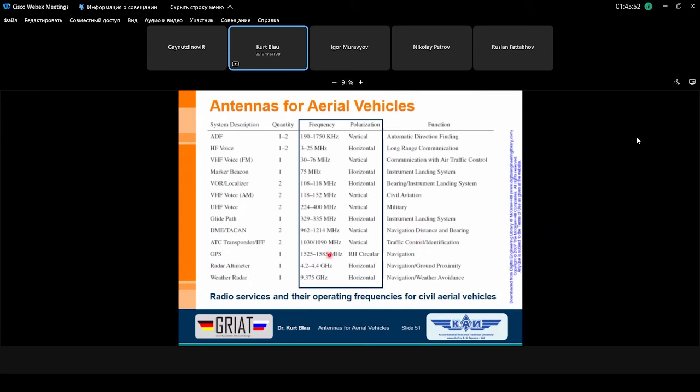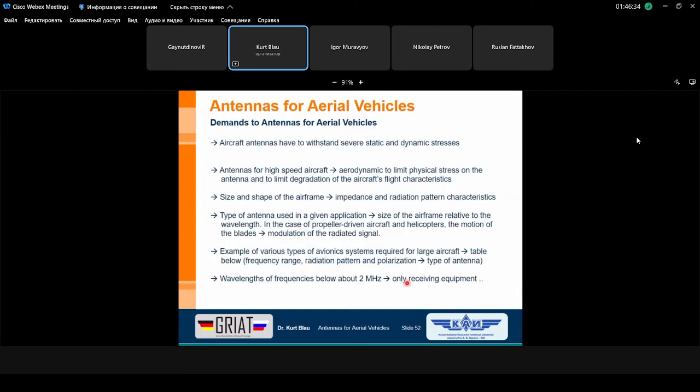Then here we have the navigation, for instance, GPS. This is navigation; it has nothing to do with the vicinity of the airport. It has to do with the normal flight route. Then this is our measurement system for the flight height, and here the weather radar. All these very different wavelengths you have to handle on one aeroplane.